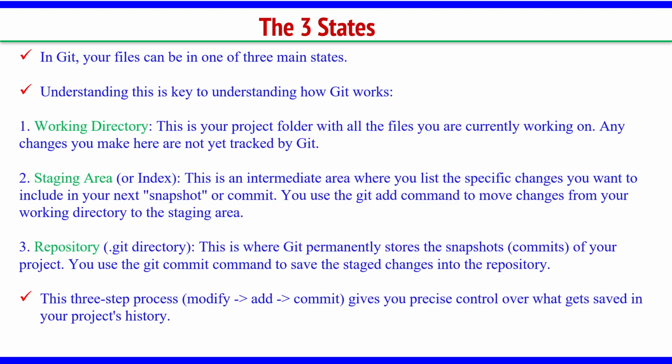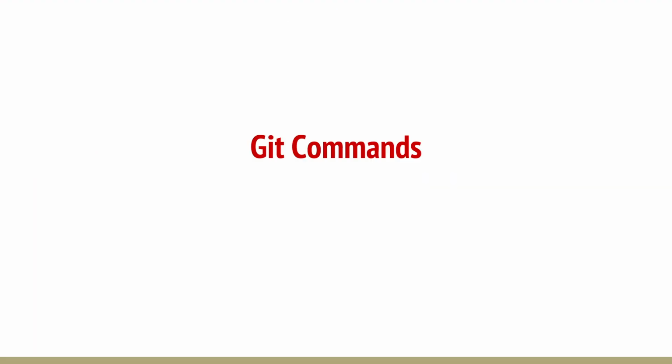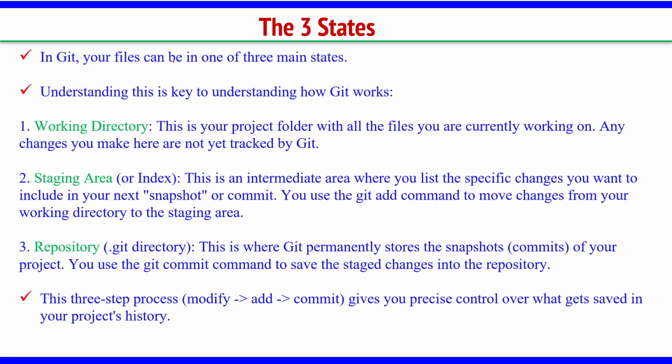And now the three important states, right? Very important, three important states in Git. The first one is the working directory. Okay, working directory, staging area, and the final repository. What is the working directory? This is your project folder with all the files you are currently working on. Okay, this is in your local machine.